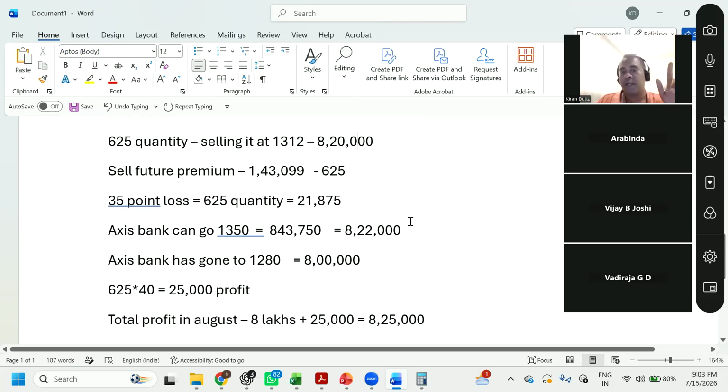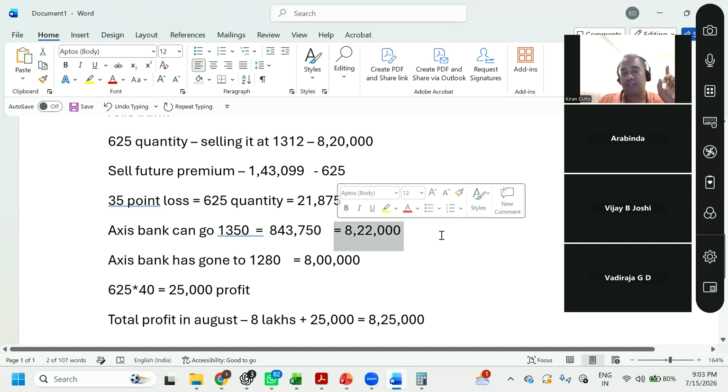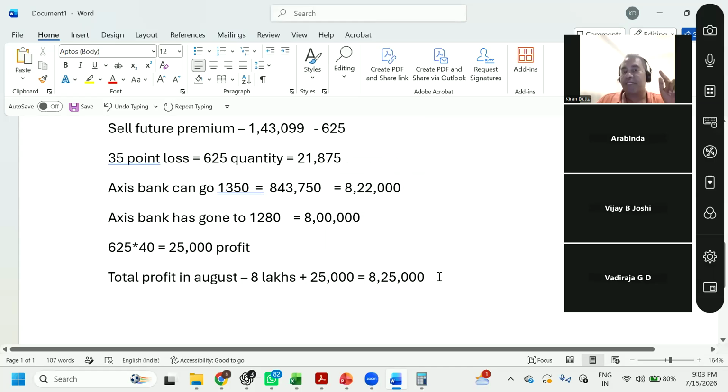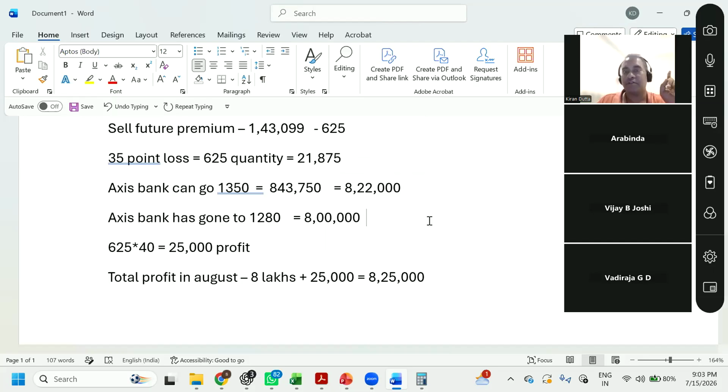In case the price goes up, I'm making a profit of 8 lakh 22,000. In case the price has fallen, I am still selling at a profit, at 8 lakh 25,000. Why? I'm actually hedging my position by selling the futures. Got it? Everyone clear on this concept? Now you know why hedging is important.